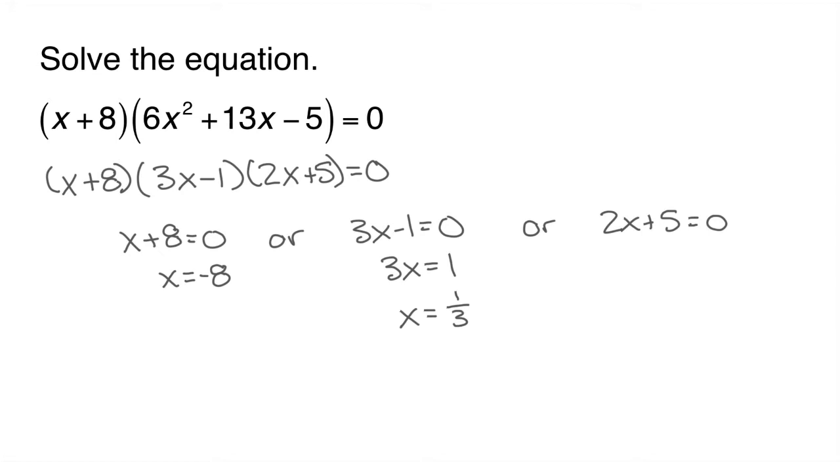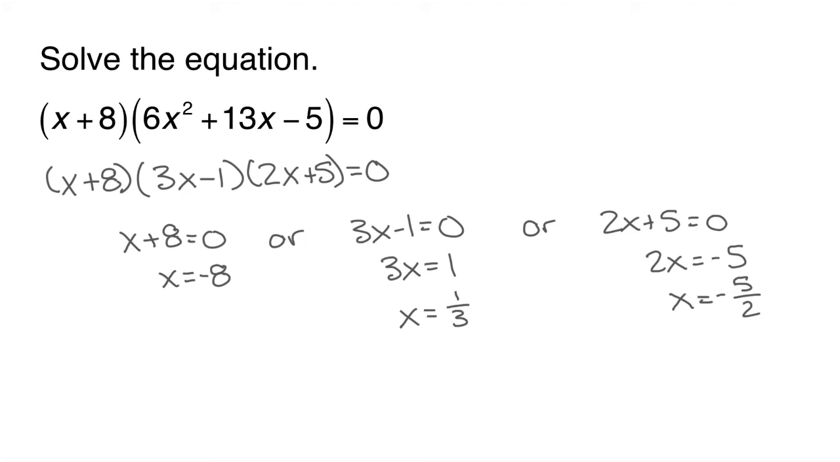Solving 2x plus 5 equals 0, we'll subtract 5 from both sides to get 2x equals negative 5, and then we divide both sides by 2 to get x equals negative 5/2. We can check each solution in the original equation.